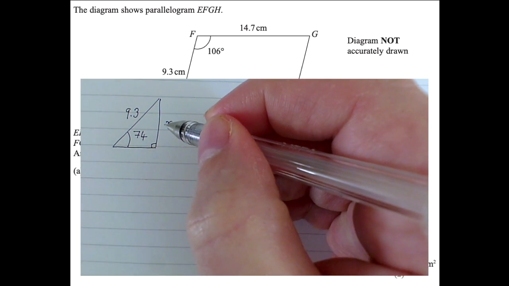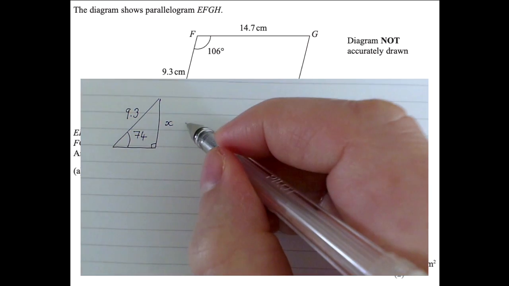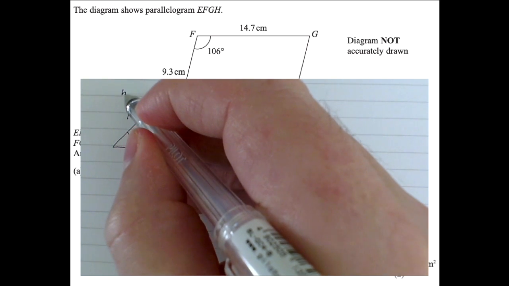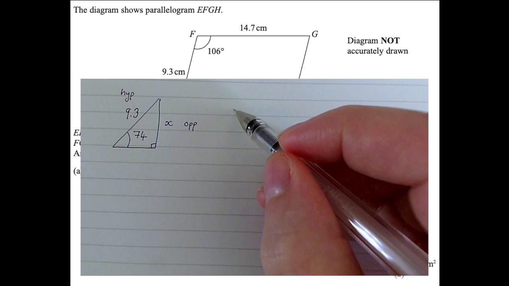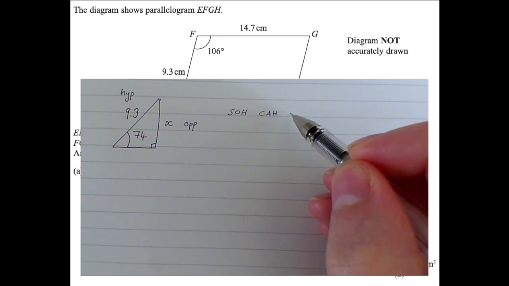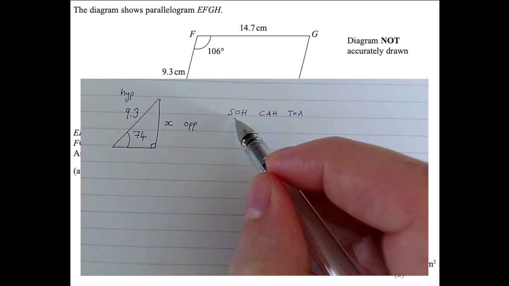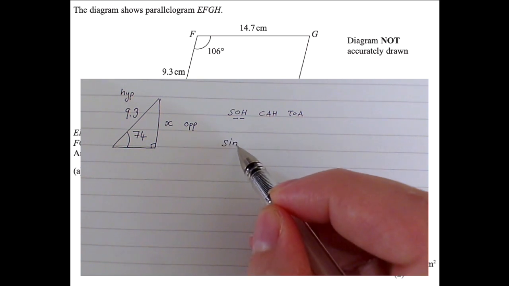The reason being is that 14.7 times the gap between the parallel lines would also be equal to the area. So I know 9.3, I know it was 74 degrees because remember the two angles in the side of a parallelogram have to add up to 180 degrees, so that's 74. I mark my angles. The side I want to find is x, so I'm going to put the opposite side, opposite to the angle, hypotenuse, opposite the right angle. So I've got an O and an H, which means I'm going to use a sine.